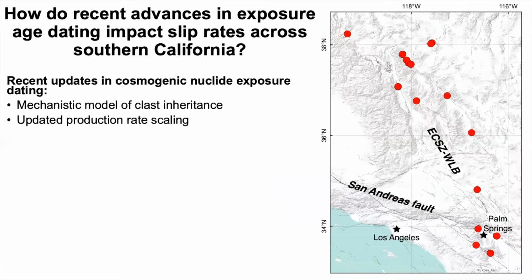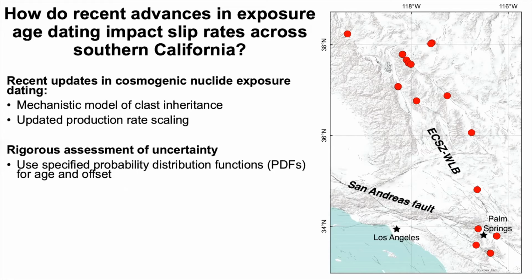Today, I'll be showing you how recent advances in exposure age dating, in particular process models that address sources of epistemic uncertainty, impact slip rates across Southern California. These recent updates include a mechanistic model of clast inheritance and a process model of production rate scaling. We have also assigned probability distribution functions in both age and offset to undertake a rigorous reassessment of slip rate uncertainty at 22 sites in Southern California. The location of the sites included in the study is shown in the figure on the right.